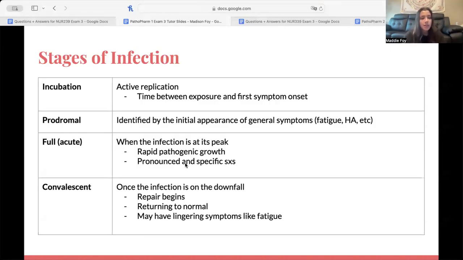And then the convalescent stage is when the infection is on the downfall. We all know this feeling. It's incredible. You wake up for the first time in like a week and you're finally feeling better. That's awesome. So this is when your body begins to repair itself. You're returning to normal function. But symptoms like fatigue or general malaise may persist for a little bit longer, especially with something like a COVID infection or flu. Those types of things can sit with you for a while.